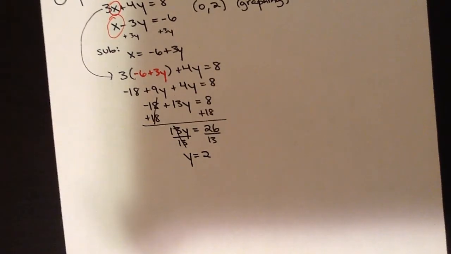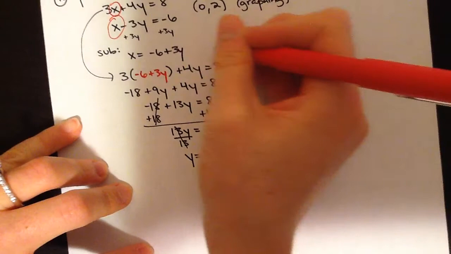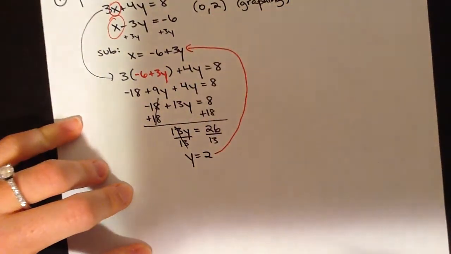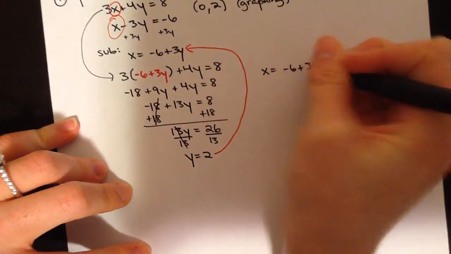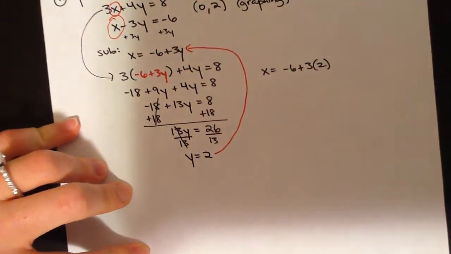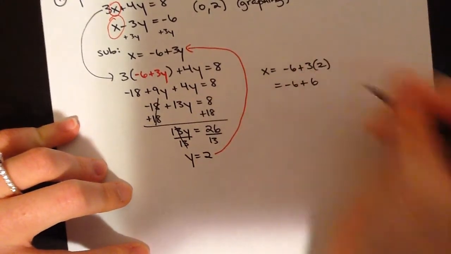Remember, that's only half of it. It needs to be an ordered pair. So I'm going to take this value of y and plug it in right there for y, and then I can solve for x. So x equals -6 plus 3, and I'm going to replace the y with a 2, and then I can simplify this up. So -6 plus, of course, 3 times 2 is 6.